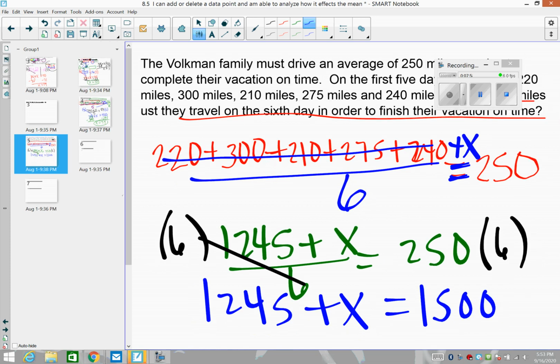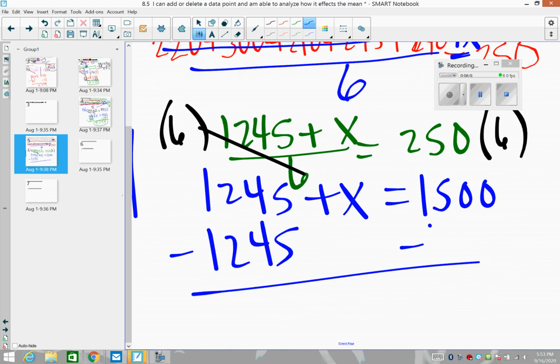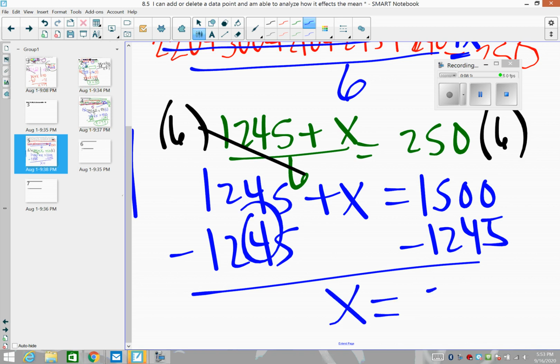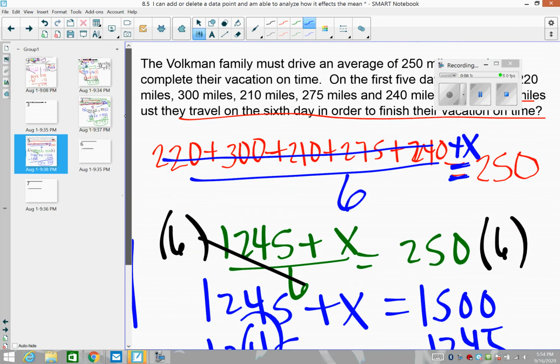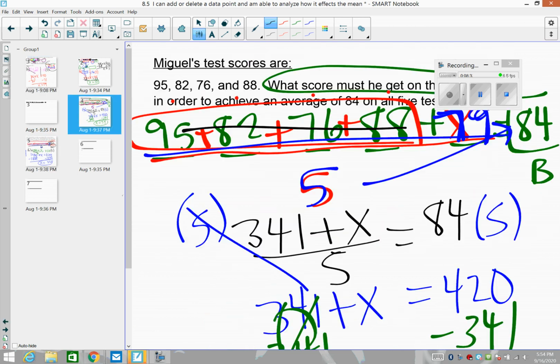So we go to solve this then. We subtract 1245, copy, paste. How many miles do they need to travel on day 6? You would end up with 255 miles they need to yet travel on the 6th day. x represents the 6th day. So on day 6, they have to travel 255 miles, so that when you take all those, divide by 6, it averages 250 miles per day. So that's kind of the summary of how we adjust a data point.